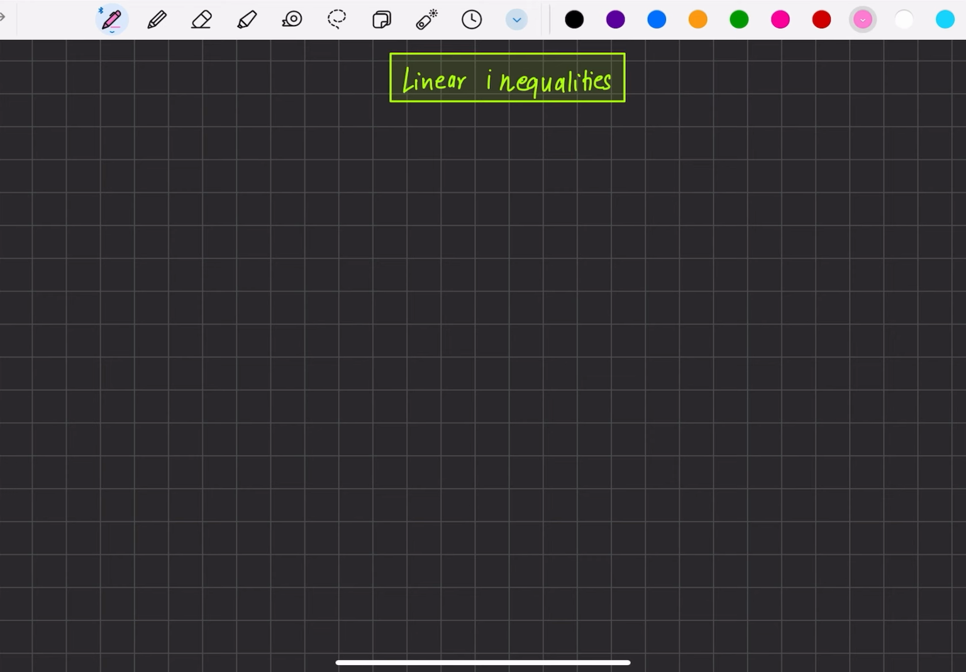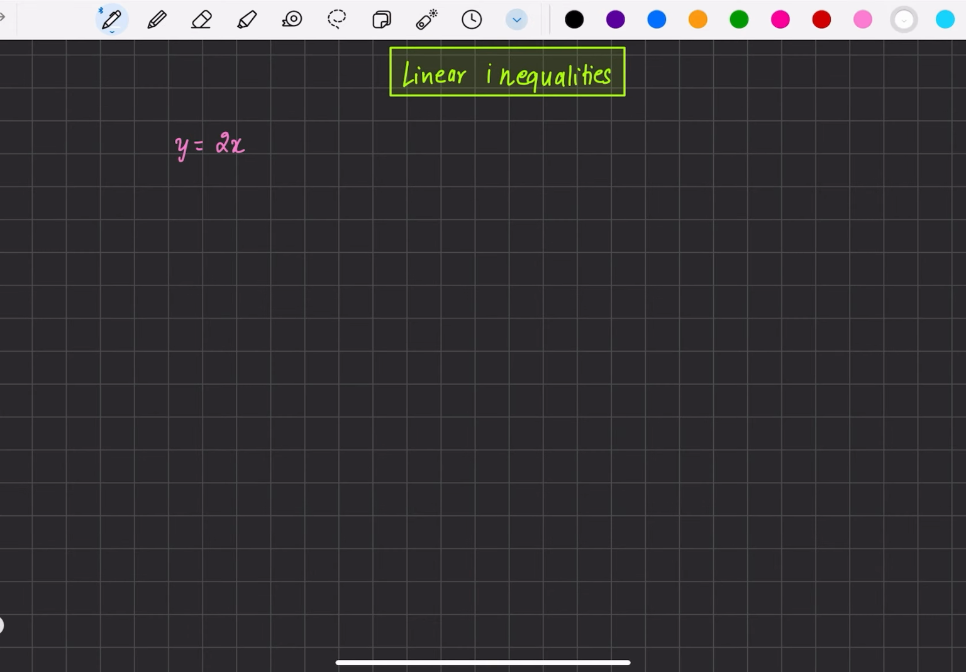Okay, so let's start the lecture today. Today we will be learning about linear inequalities. Before we get into linear inequalities, I would just like to remind you about what we learned in the last class. We learned how to draw a given equation of a line. For instance, if we have the equation y equals 2x, how would you draw this? We learned in the last class how to draw this.